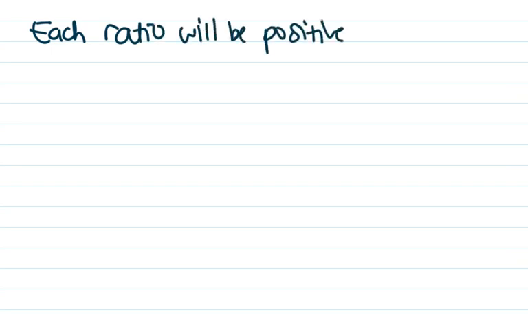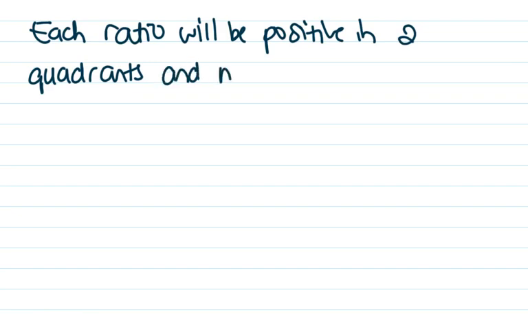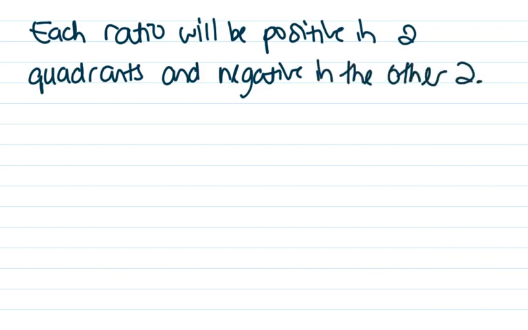And then each ratio will be positive in 2 quadrants and negative in the other 2. All right, so now, how do we solve problems about this? So let's go to example 1.